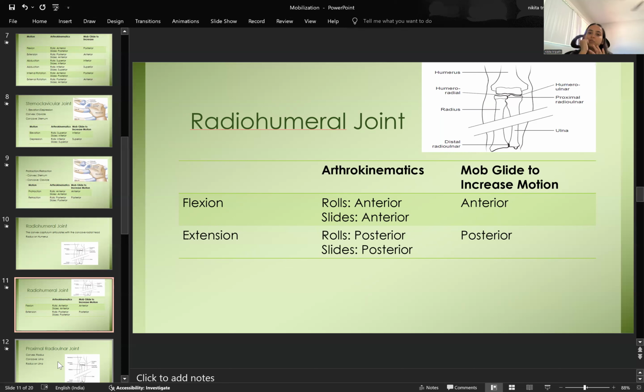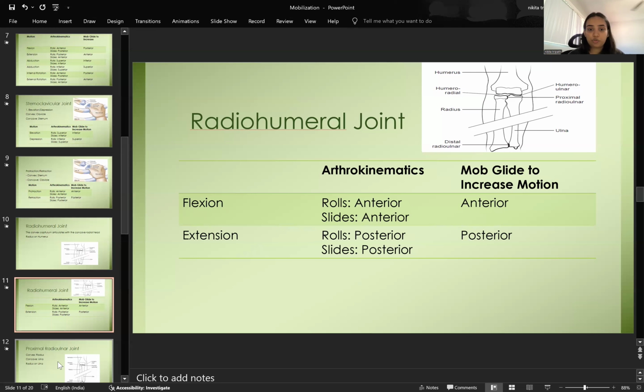because in concave, rolling and gliding happen in the same direction. And so it is very simple. The shoulder is opposite. In the shoulder joint, everything is opposite. Then we go to the humeroradial joint, where the radius is moving, everything is same, opposite, same.